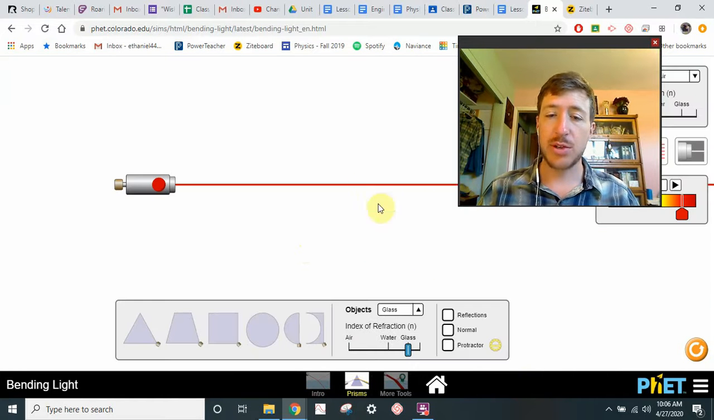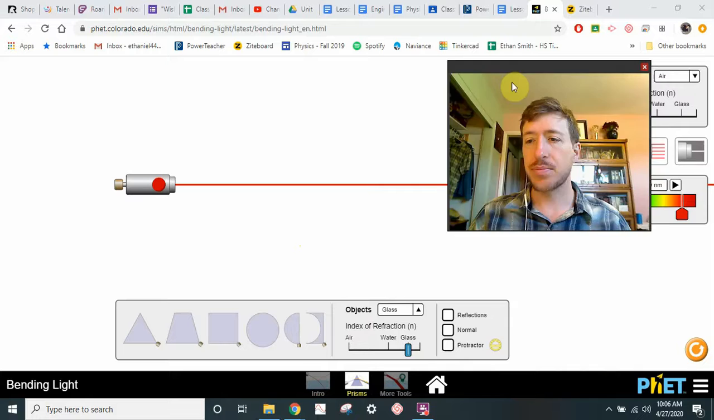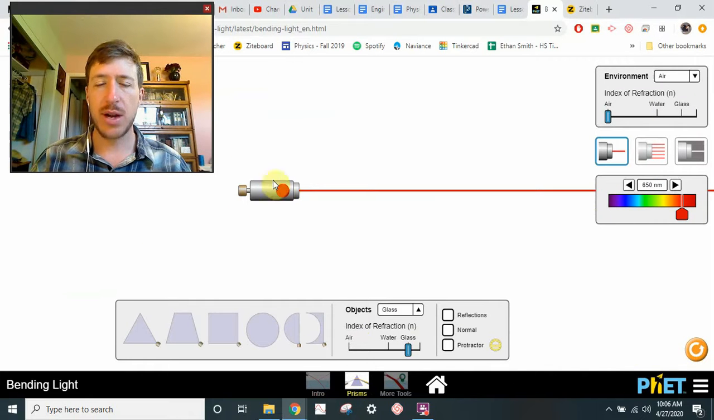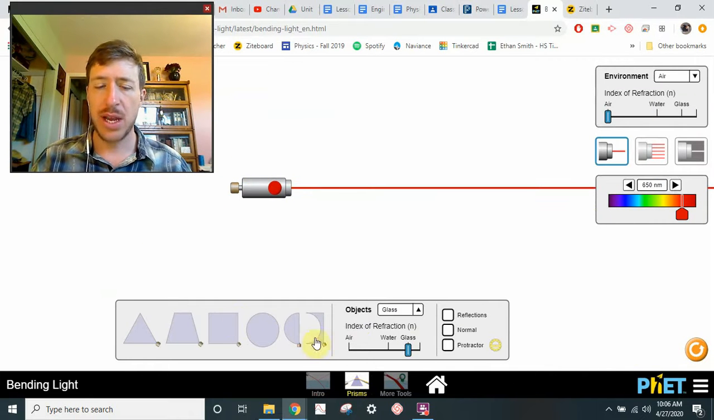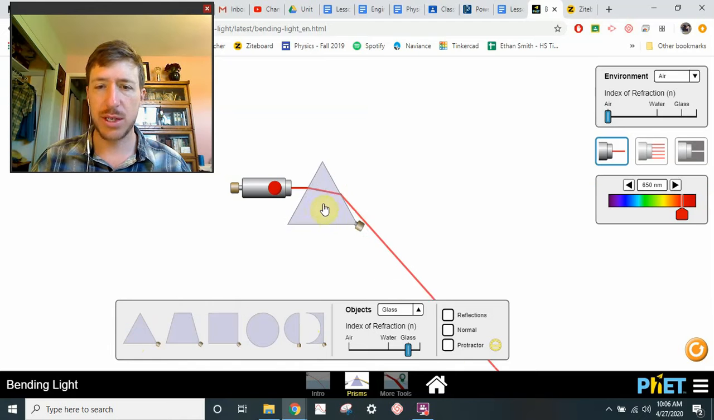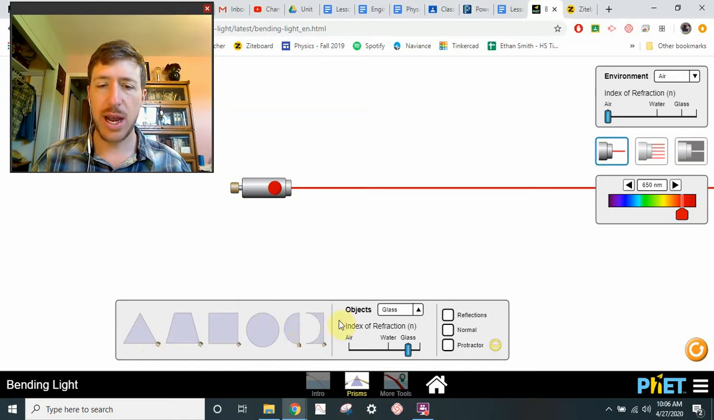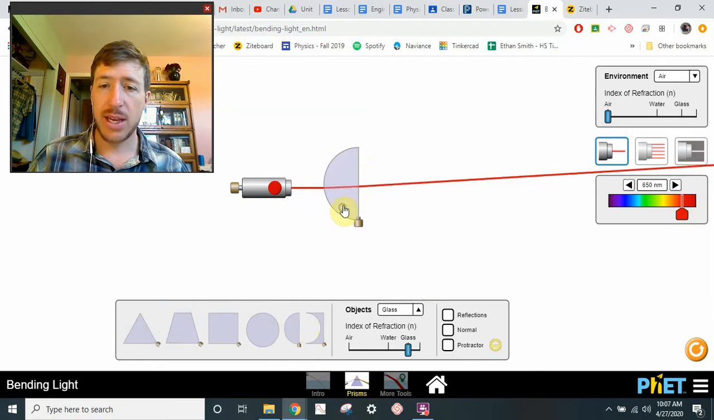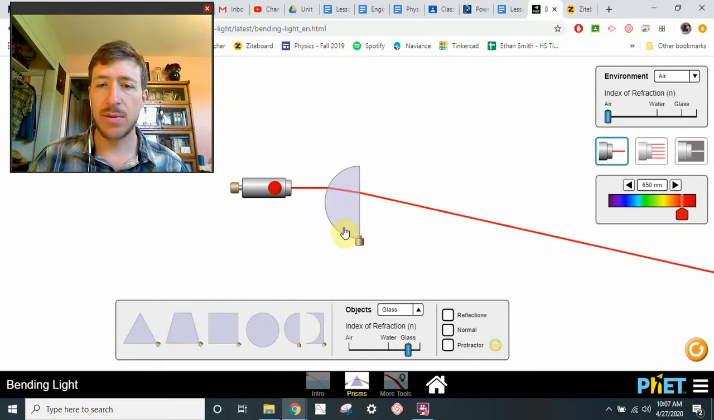Now, what we can do is use prisms or lenses to show and demonstrate what's happening here. So here I have my little laser pointer, and here I've got some different lenses and prisms. Here I'm going to look at my lenses. This would be a convex lens that's bulging out, and you can see how that bends this light wave.